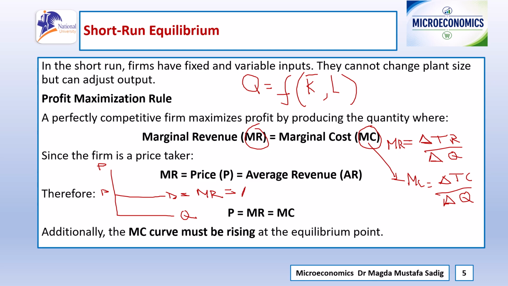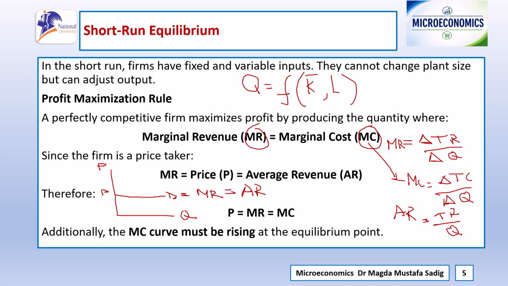And what is average revenue? I will show you now. Average revenue equals total revenue divided by Q, which is total product. Since price never changes, marginal revenue equals price. Also, average revenue equals price.